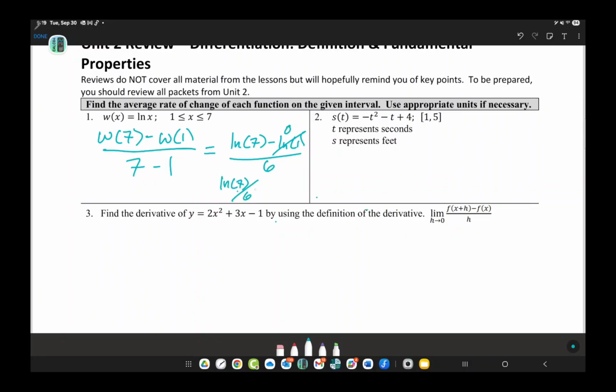And if you wanted to calculate it, it's fine. You can leave it as that. If you want to calculate it, you can leave it at that. I don't care if you write the decimal. As long as you show that step, the natural log of 7 over 6, you should be fine.